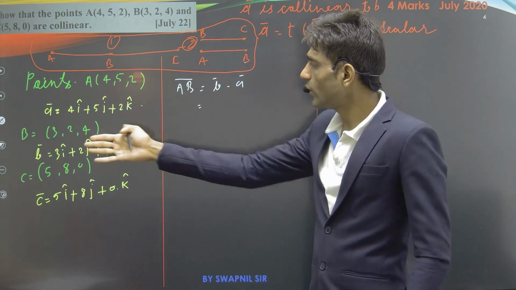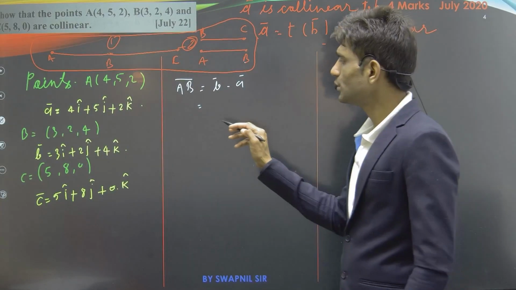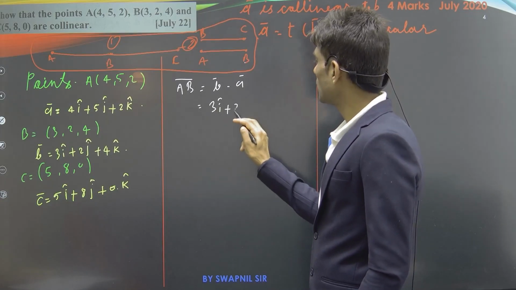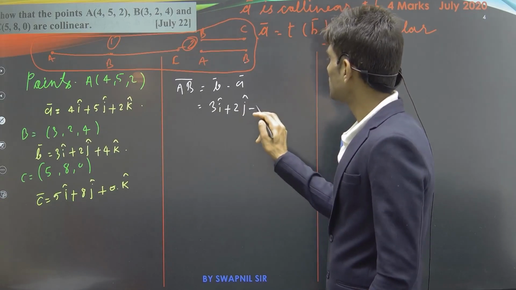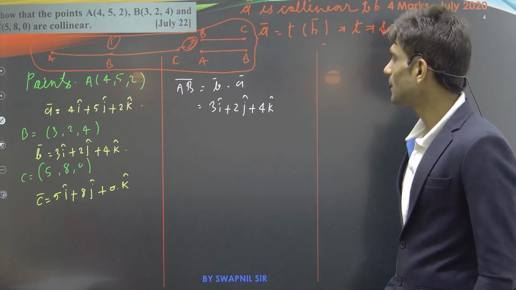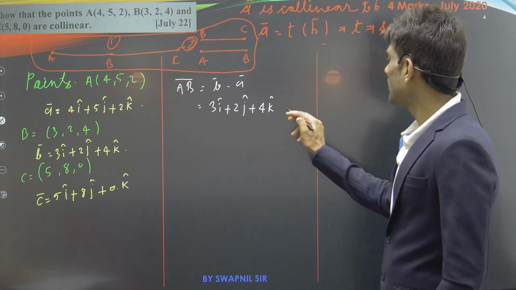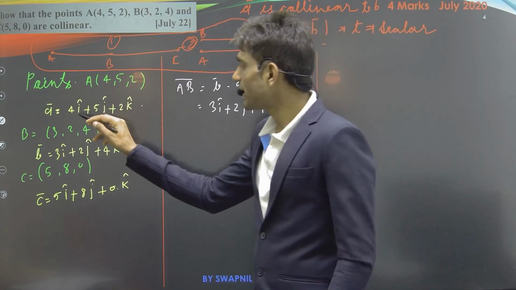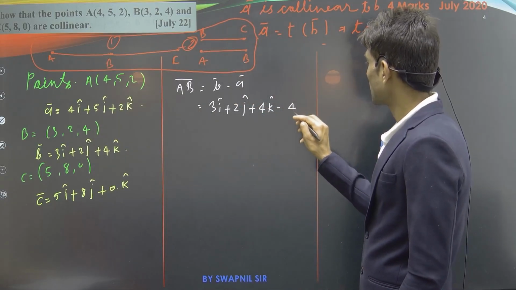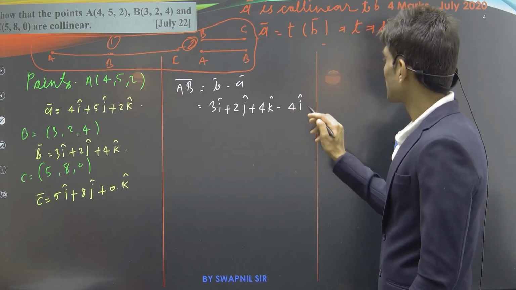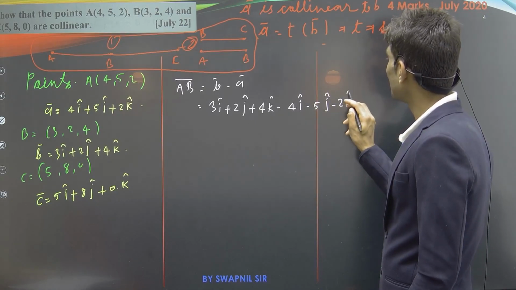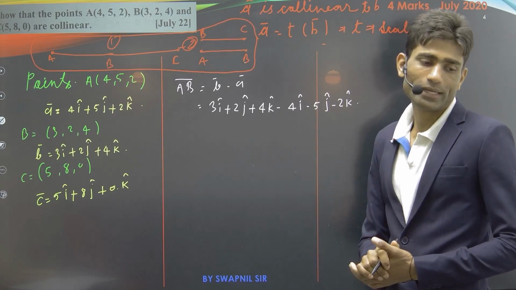Now we have the value for position vector B bar. Substitute here 3 I cap plus 2 j cap plus 4 k cap, this is our first position vector, minus position vector A bar, which is 4 I cap minus 5 j cap minus 2 k cap. So we have position vector B bar minus A bar.